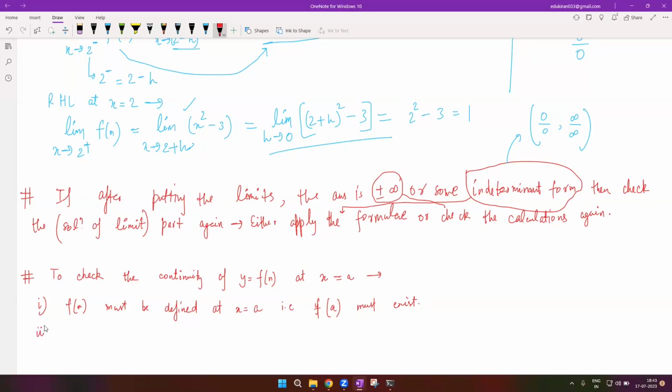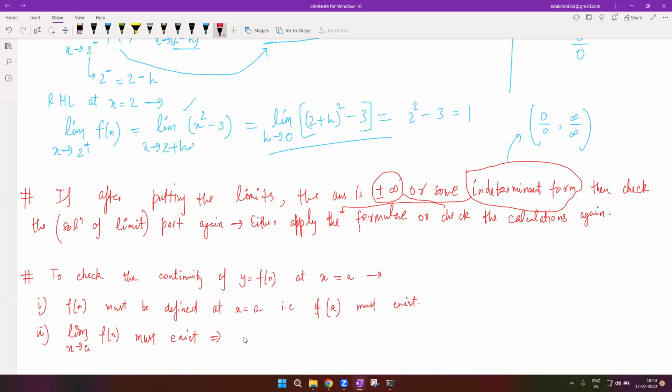And the second point is, limit x tends to a, f(x) must exist. Now, the second point is important. The first point is pretty simple, pretty basic. You can always check whether f(a) exists or not. But the second point, limit x tends to a, f(x) must exist. Now, what does this mean?